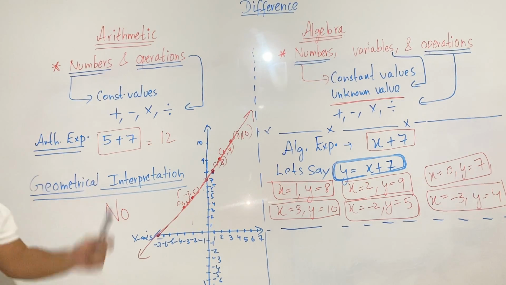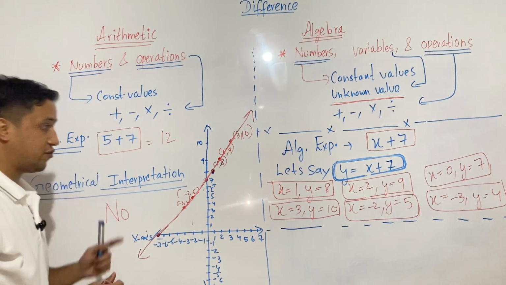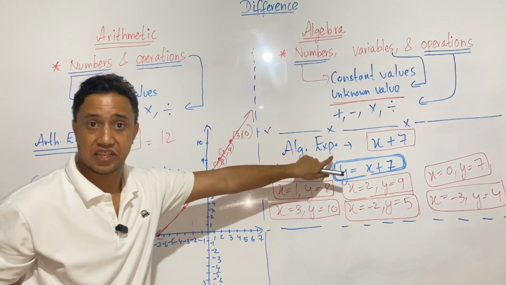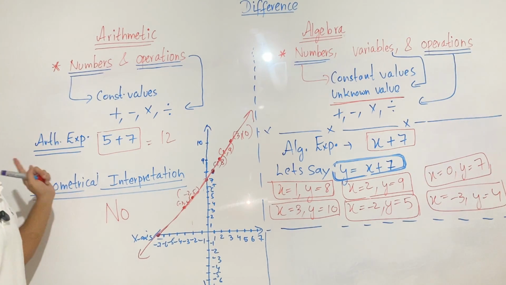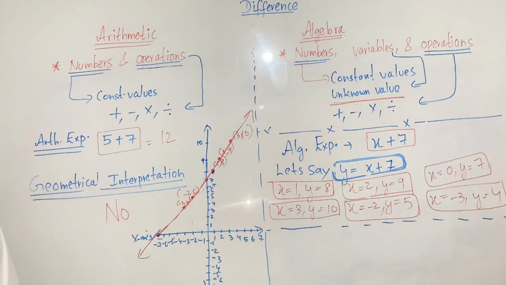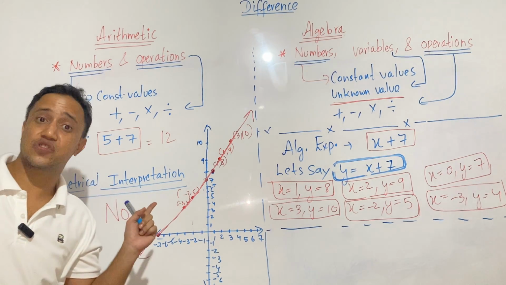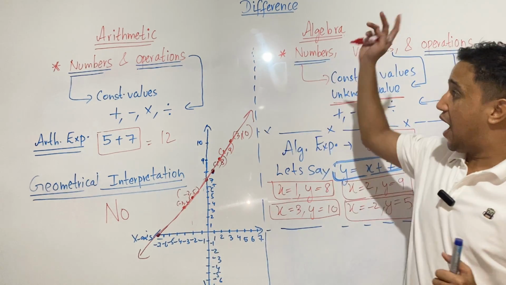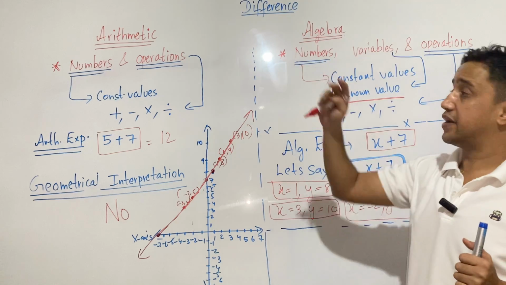So you can see that we have geometrical interpretation for algebraic expressions, but we do not have any geometrical interpretation for arithmetic expressions or equations. I hope you understood the difference between arithmetic and algebra.